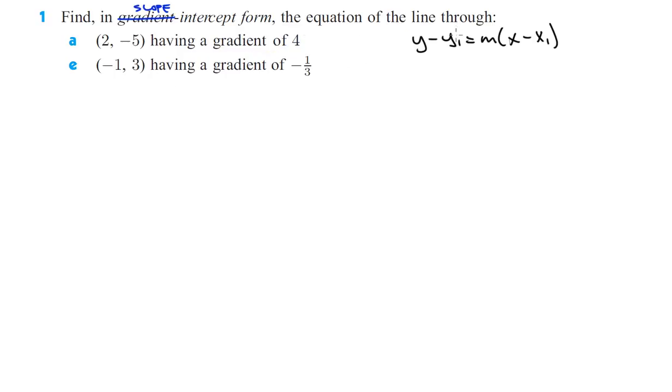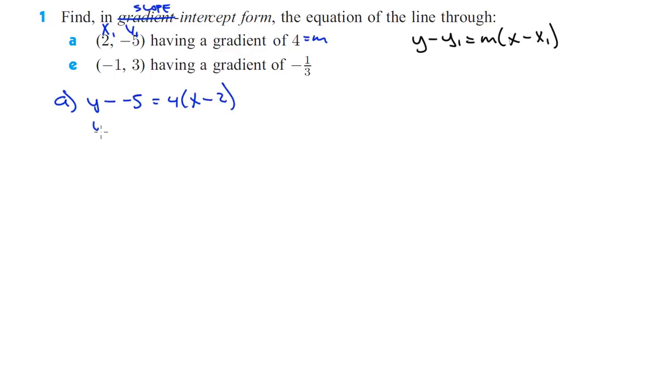Okay, I would highly suggest using this point slope formula. That makes life a lot easier. So if we do that, here's your x1 and your y1, and then gradient is the same thing as slope, which is your m. So all you gotta do is plug and chug, and away you go. Okay, so A, we've got y minus -5 equals m, which is 4, times x minus 2.